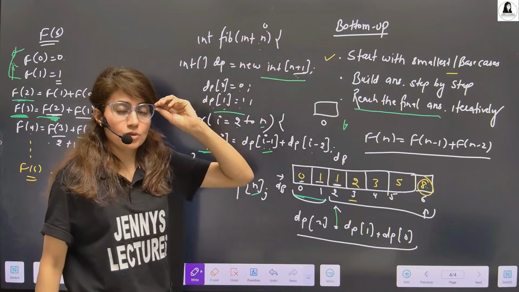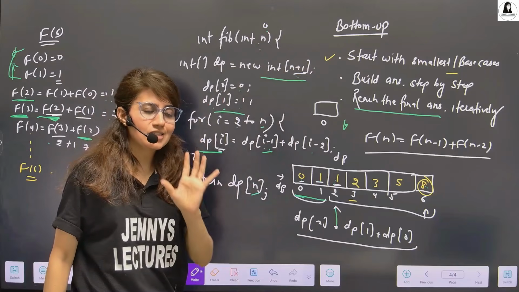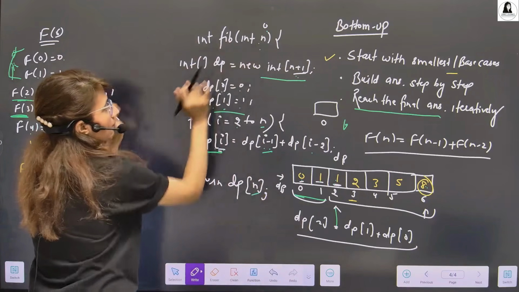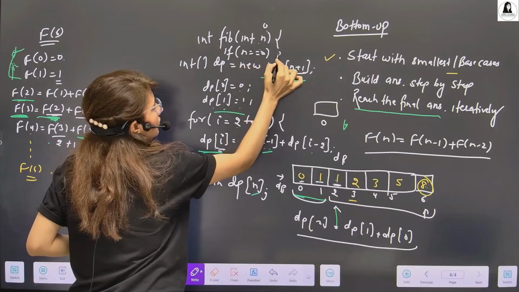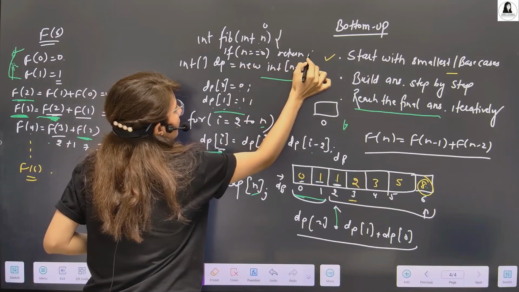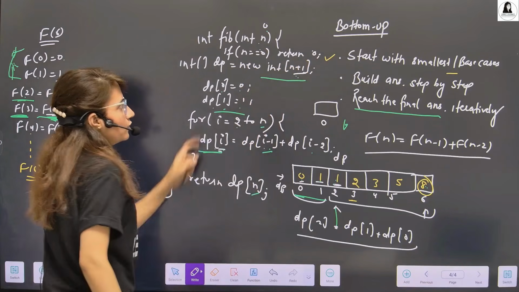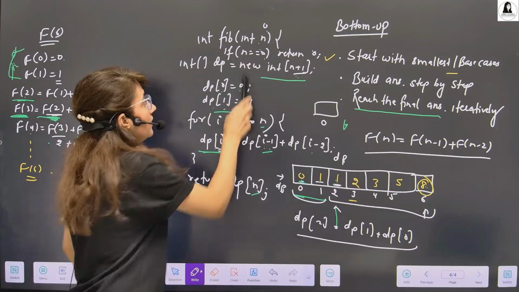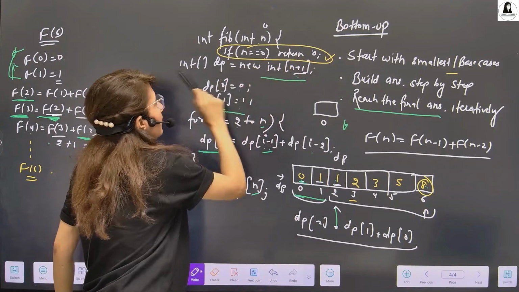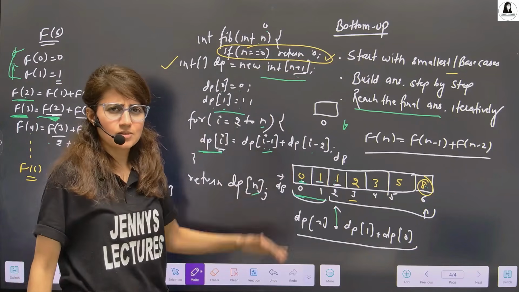For this special case when n is 0, you can handle this case separately. Whenever n is 0, you just check if n is equal to 0, return 0. Because we know that when n is 0, at first we have 0. So handle this case separately and then just continue.